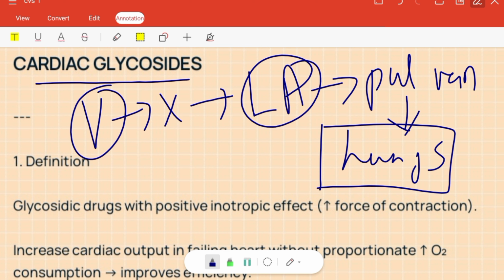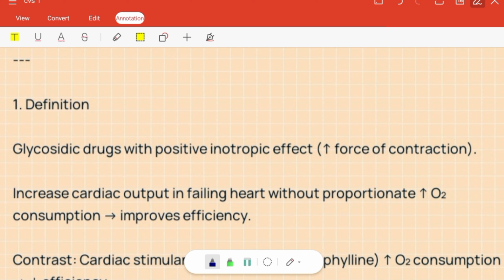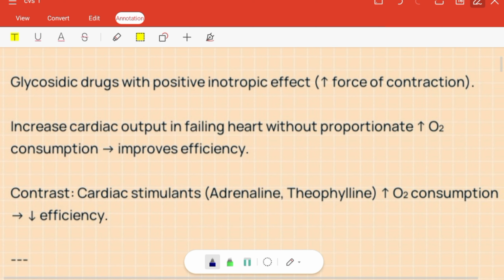lethargy, etc. In those cases, we can give a drug with positive inotropic effect, which increases the force of contraction. So we can treat the patient by giving positive inotropic drugs like cardiac glycoside, sympathomimetics, and phosphodiesterase 3 inhibitors. Today we are going to see about the cardiac glycoside.